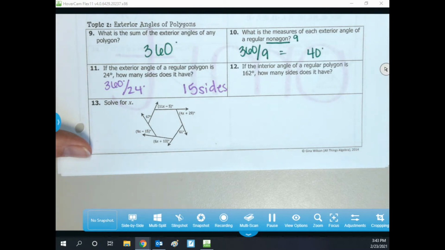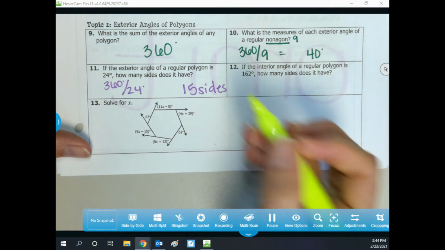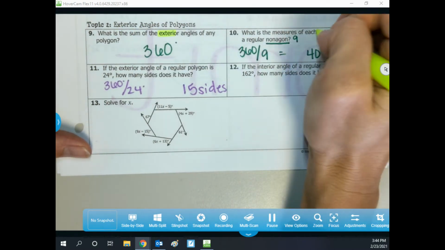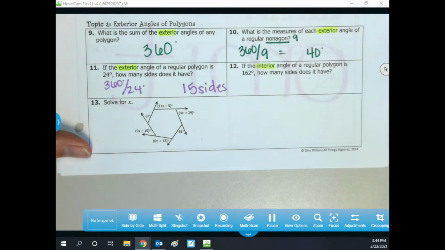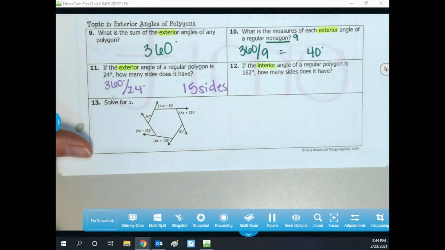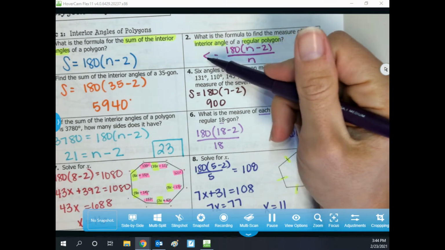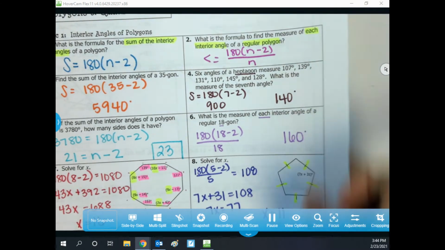Last, number 12, if the interior angle, and now we're back to interior angles. Notice that change of words. In all of these other problems, we were dealing with exterior, exterior, exterior. Now we're back to interior. Make sure you pay attention to those words. If the interior angle of a regular polygon is 162, how many sides does it have? So now the interior angle is 162, and we're solving for n.